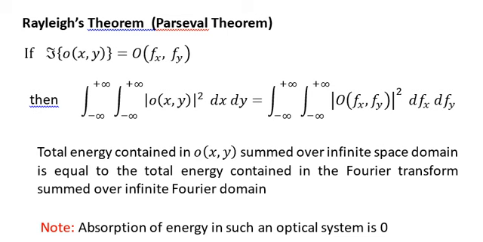In words, we can state that the total energy contained in O at x comma y summed over infinite space domain is equal to the total energy contained in the Fourier transform summed over an infinite Fourier domain. Here, in this analysis, we have assumed that there is no absorption in the optical system.